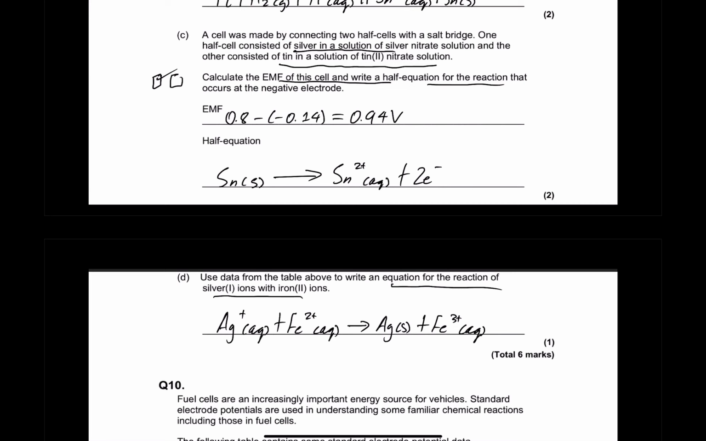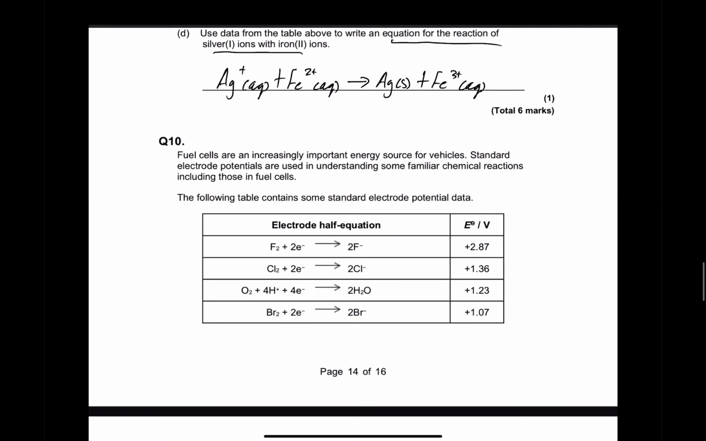How much time have I got left? 7 minutes. Okay, so I've done well for time there. Still got a minute extra.